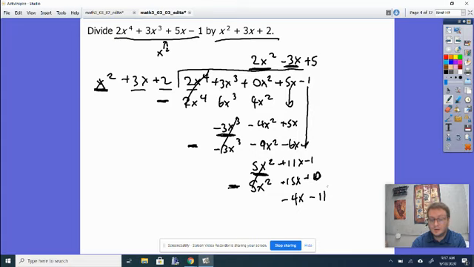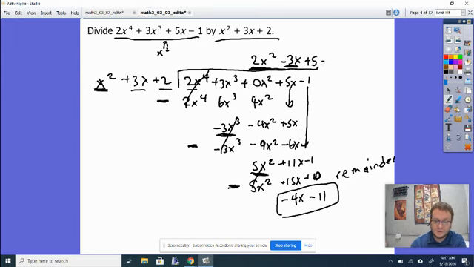Once you run out of space, once there's nothing else to pull down, you do not need to do decimals here. It's impossible. Don't try it. You do not need to go any further. You're done. Something to keep in mind, though, is that when we did long division, we said this was a remainder. So we have this as our quotient, but we have a remainder of this. So I'm going to say plus negative 4x minus 11 over the original divisor, x squared plus 3x plus 2.